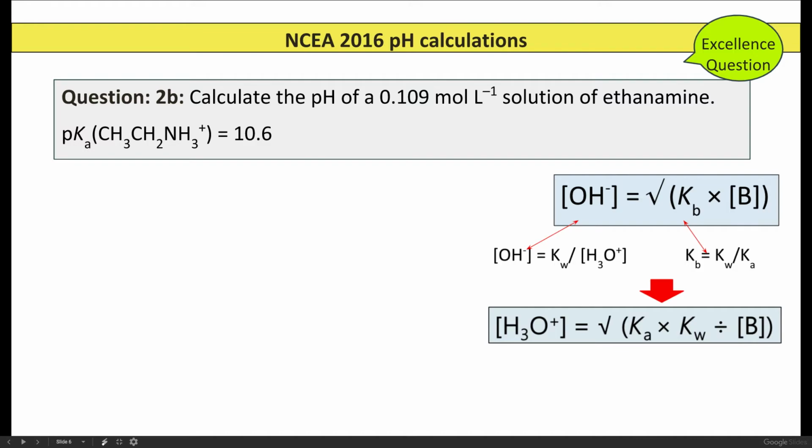To do that, I know that Kb is equal to the water dissociation constant, 1 times 10 to the negative 14, divided by Ka. I'm just going to plug this in scientific notation, so 10 to the negative 10.6. If I do that in my calculator, the Kw divided by this Ka, I'll get my base constant. Cool?